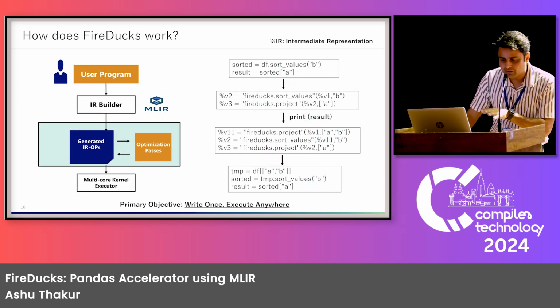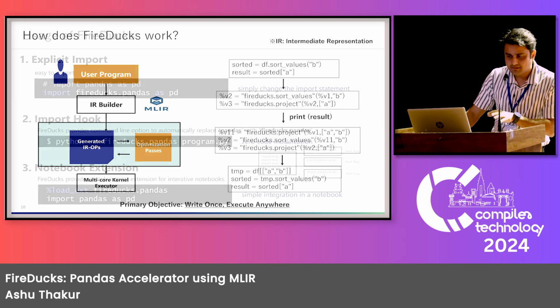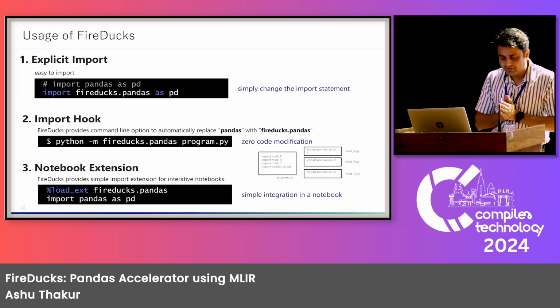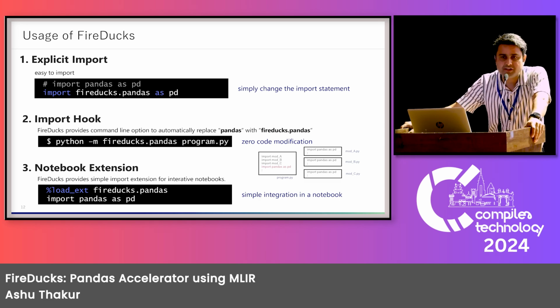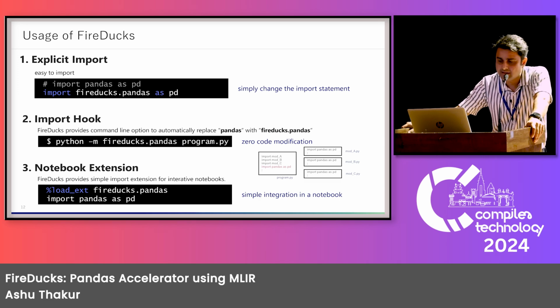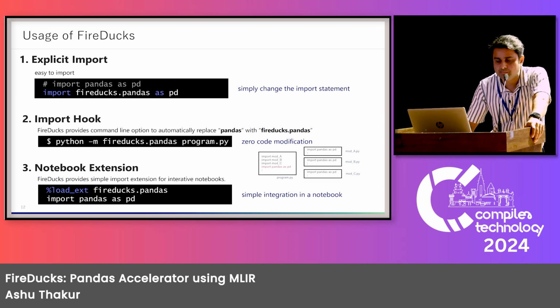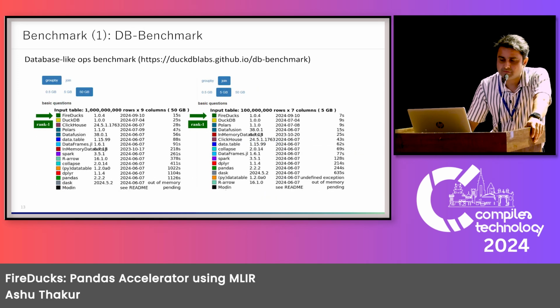So we have already discussed what we are trying to do over here, right? And just for the usage of FireDucks, you install FireDucks once, then you just need to import fireducks.pandas and your program will be accelerated. And for the import hook, if you don't want to do any modification, where your program is based on Pandas and you also have internal modules like A and B which are on Pandas and you can't change them, you can replace import pandas with import fireducks.pandas for all the modules. You can put -m fireducks.pandas, and it will automatically accelerate with zero code modification. And if you are working on Jupyter or Colab, you can just put this instruction and simply integrate this on the notebook.